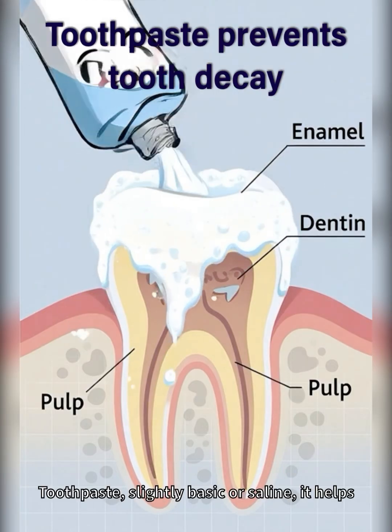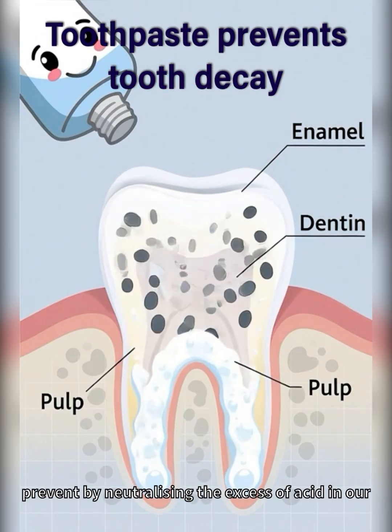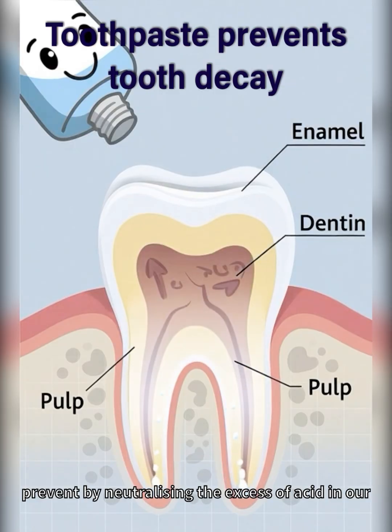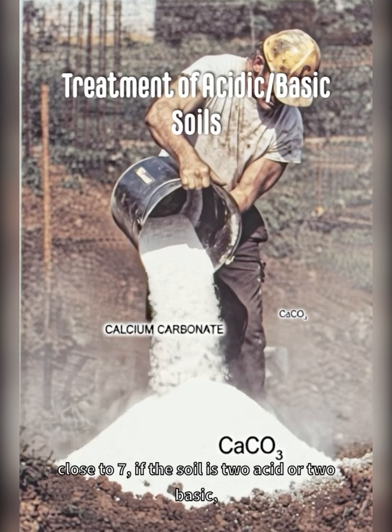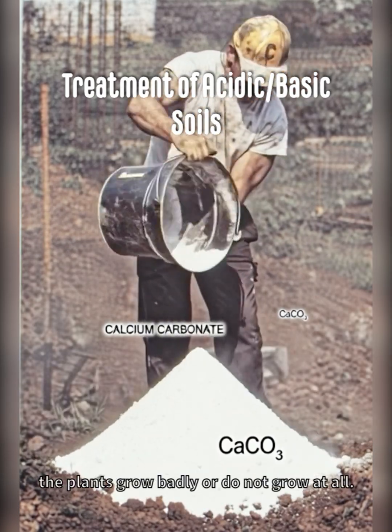is a weak acid. Toothpaste is slightly basic or alkaline. It helps prevent tooth decay by neutralizing the excess of acid in our mouth. Most of the plants grow best when the pH of the soil is close to 7. If the soil is too acidic or too basic, the plants grow badly or do not grow at all.